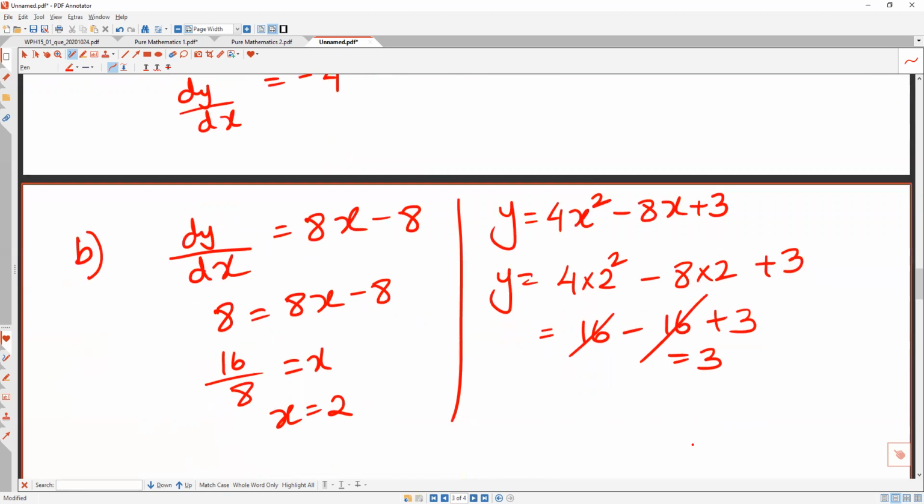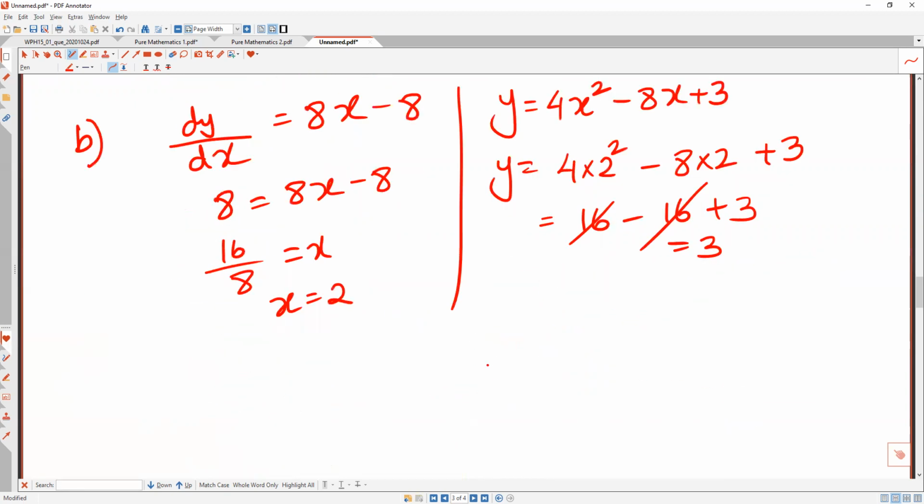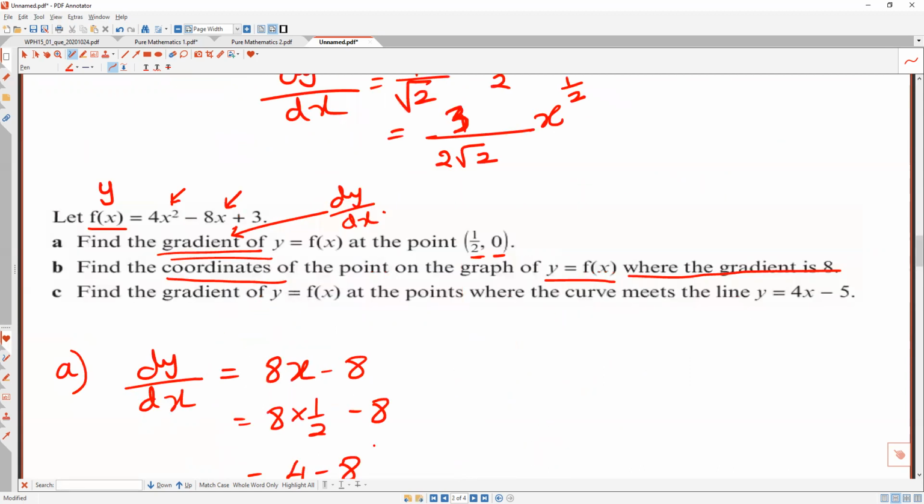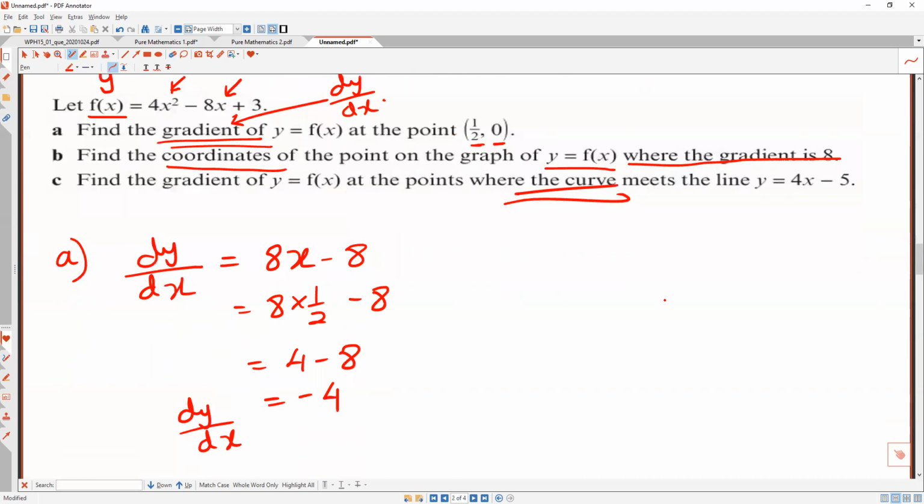3. But you have to write it like this: 2 comma 3. Whenever they say to find the coordinates, that's how you write it. Okay, clear? Then they said find the gradient of the point where the curve meets so and so. Before doing this, let me tell you something.